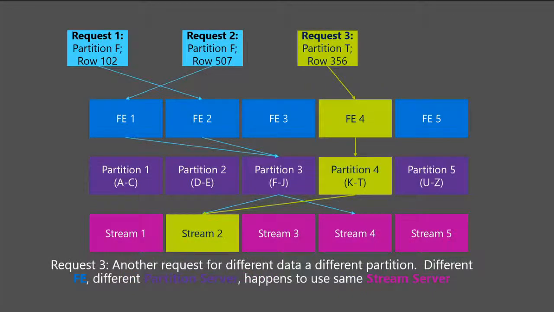There we go. Request for a different partition. You can start to see what's happening here. Goes into a different FE, goes to the partition server serving partition T. This is partition server 4 this time. And its data happens to be over on stream server 2. That's where a piece of data that we've already seen was. That's, again, pure coincidence, happenstance.